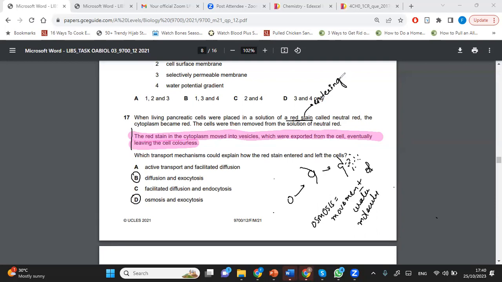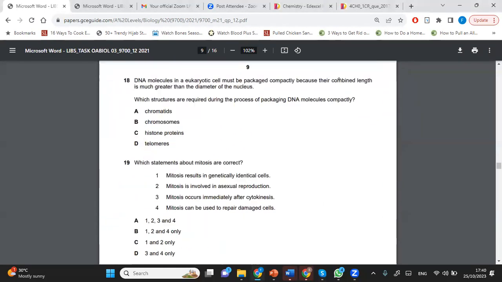That is simply we have red stain. It's going from an area of high concentration, that is the solution, to an area of low concentration, that is the cell. So what should be my answer? How are they entering the cell? B. Diffusion and exocytosis. Yes, exactly. They're entering through diffusion and they're leaving through exocytosis. Correct. All right.